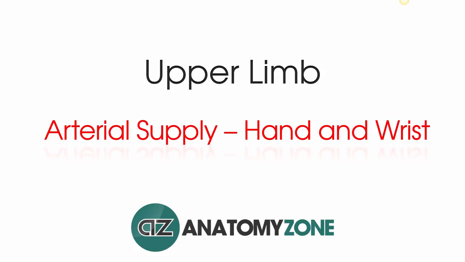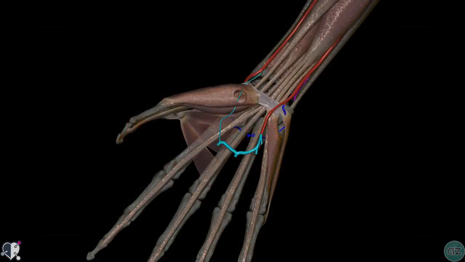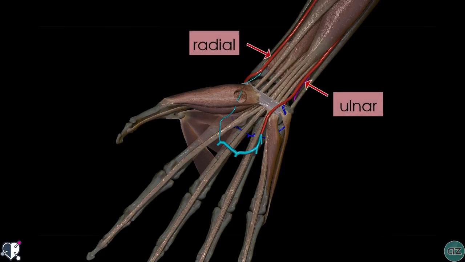In this tutorial we're going to take a look at the arterial supply to the hand and the wrist. This tutorial follows on from the one I did on the arterial supply to the arm and the forearm. What we're looking at here is an anterior view of the distal forearm and the hand. We can see the radial and ulnar arteries, which provide the arterial supply to the hand and the wrist via various different branches.